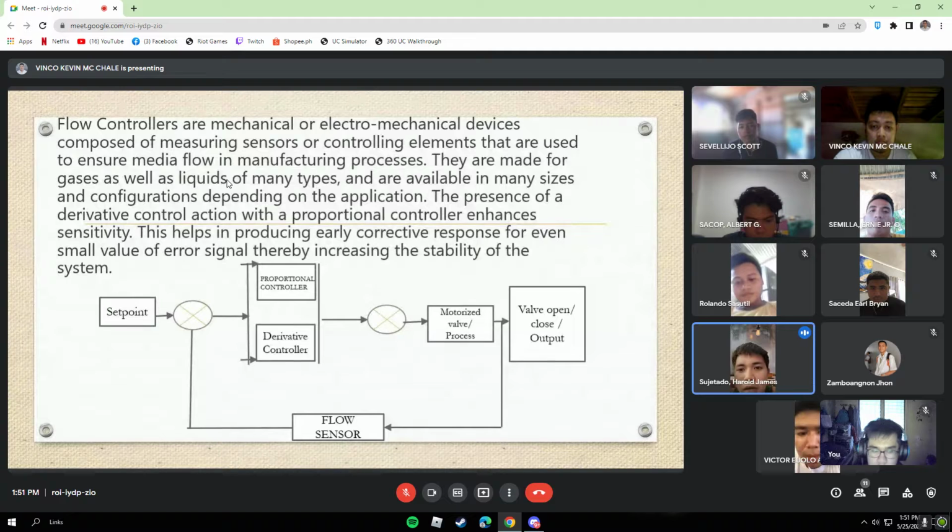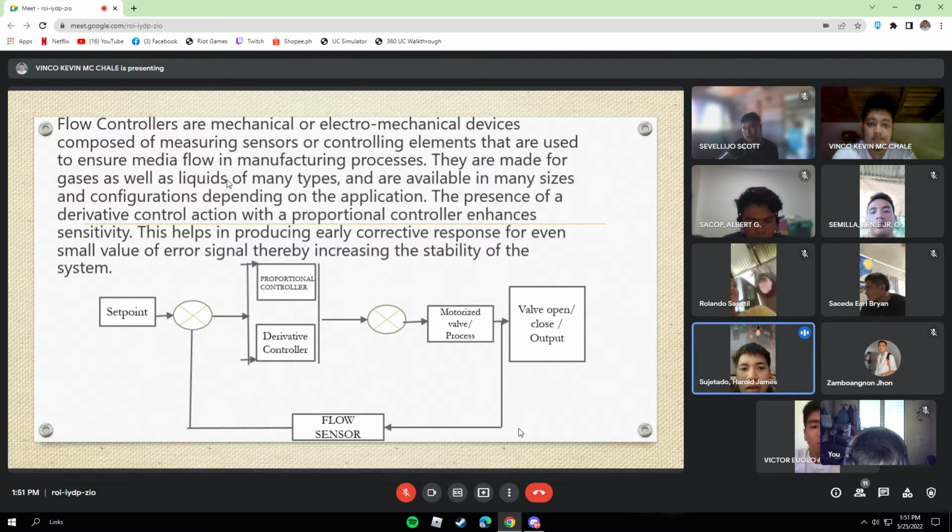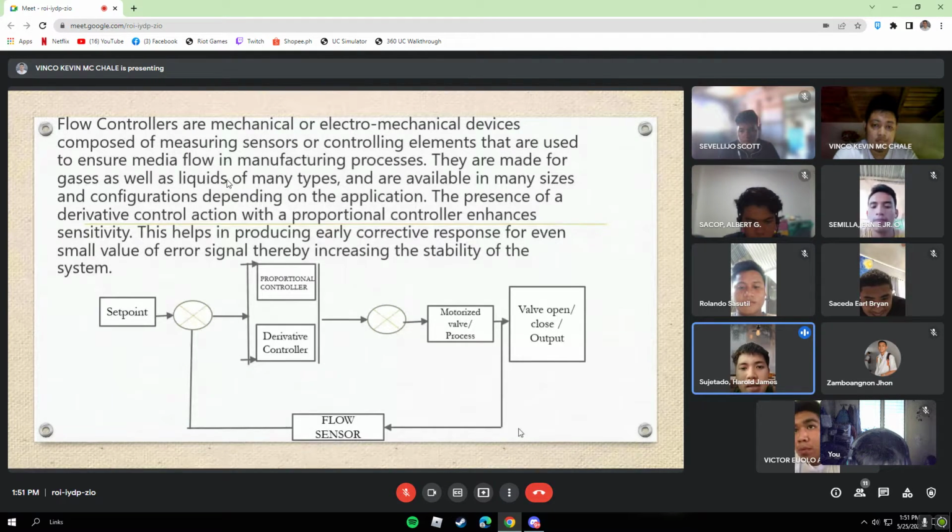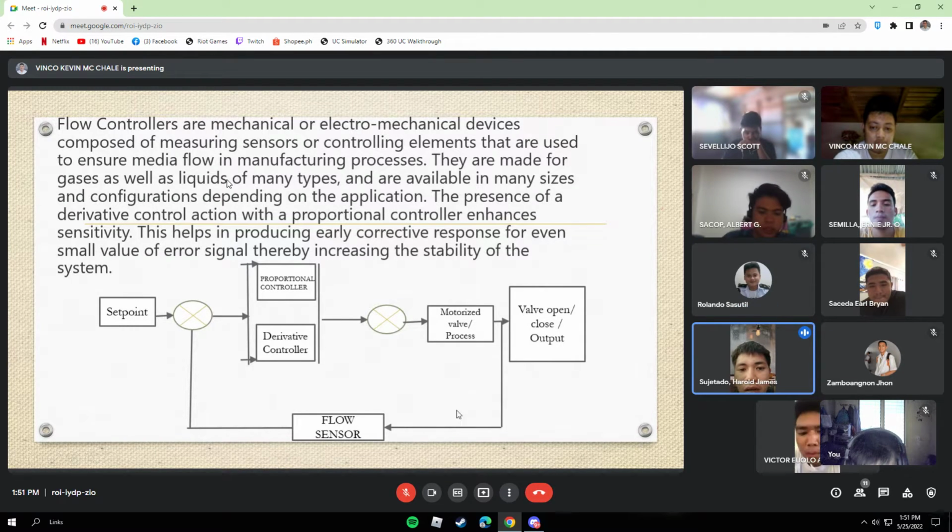Flow controllers are mechanical or electromechanical devices composed of measuring sensors or controlling elements that are used to ensure the media flow in manufacturing processes. They are made for gases as well as liquids of many types and are available in many sizes and configurations depending on the application. The presence of a derivative control action with a proportional controller enhances sensitivity. This helps in producing an early corrective response for even a small value of error signal, thereby increasing the stability of the system.